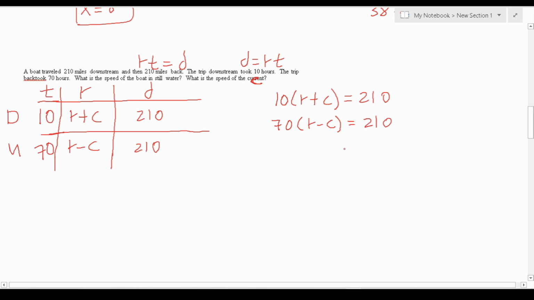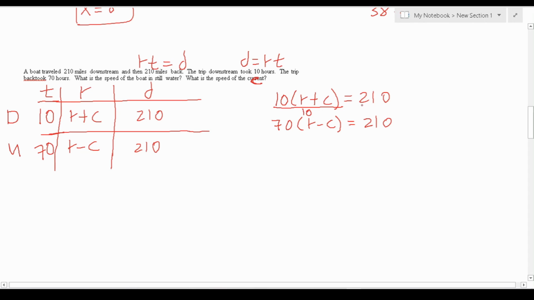Okay. So we have a choice at this point. We can distribute this 10 to this r and this c, and this 70 likewise to this r and this c, which will give us a system of equations. Or we can simplify these equations to make the math a little bit easier in the end. That is, I can take this whole equation and divide it by 10. And in doing so, let me go back and rewrite that. I can take this side of the equation and divide it by 10.